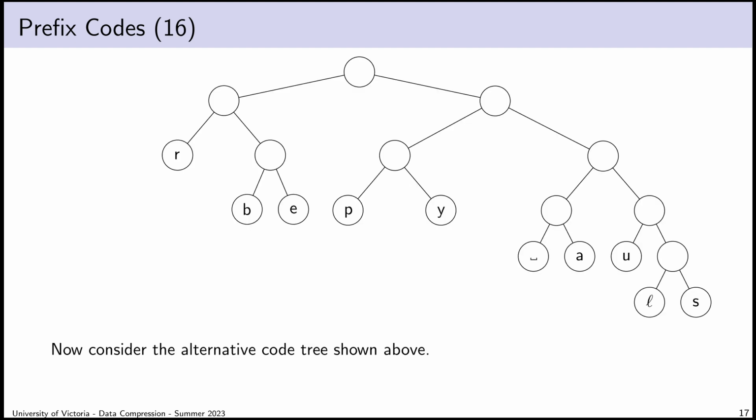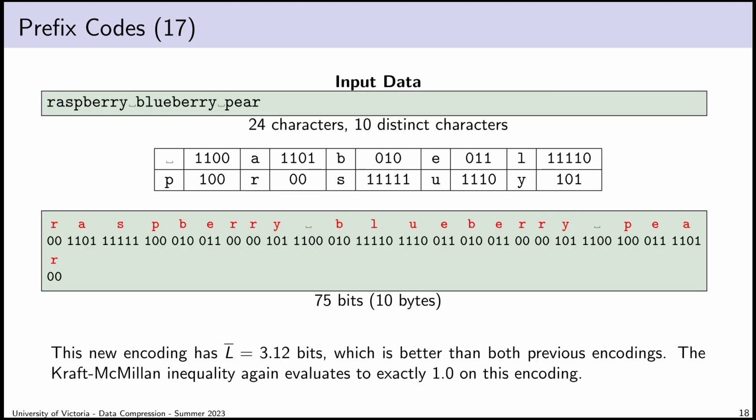Now let's consider this tree here, which I generated by some other means. You'll notice that P and Y are in different places. U is not way at the bottom like it was before, but it's a little bit further down than it was in the previous tree. You might also observe this interesting sort of staircase property the tree has that we're going to come back to later. That's not as relevant to the current example. If I take a look at the encoding for this tree, L bar is even lower. 3.12 bits instead of the previous 3.17.